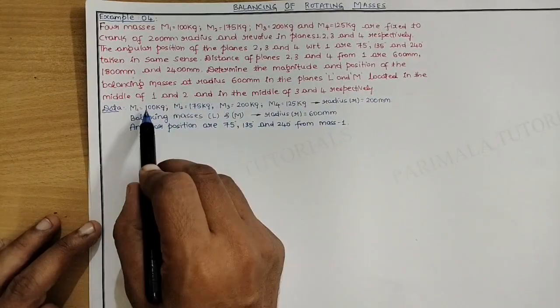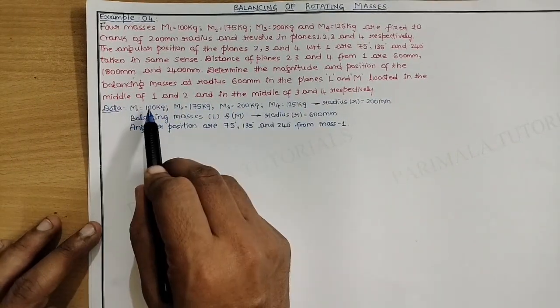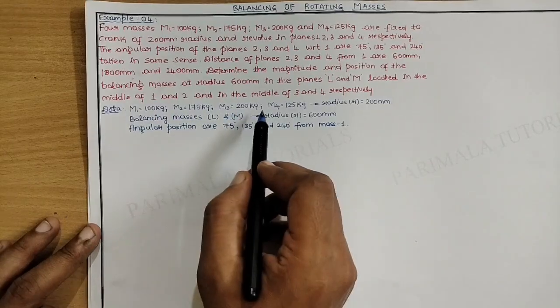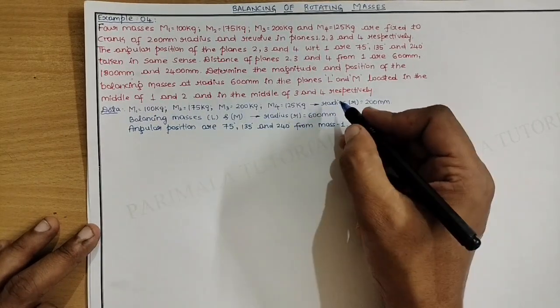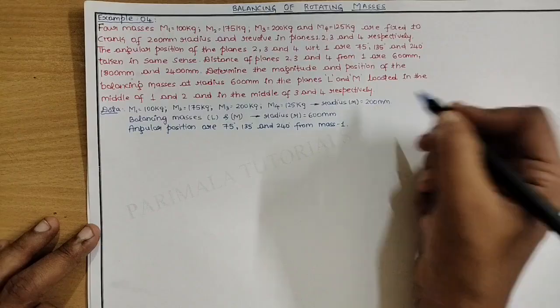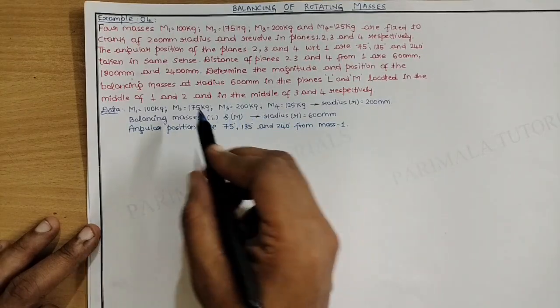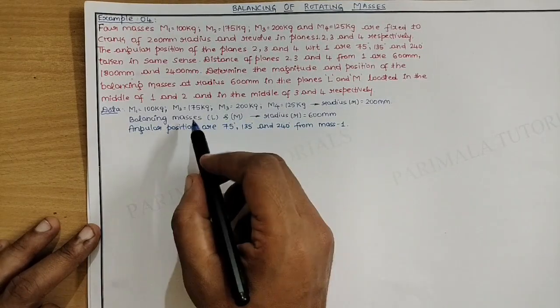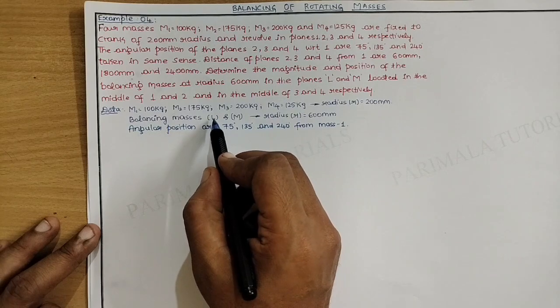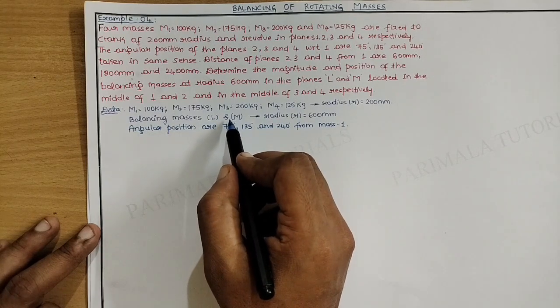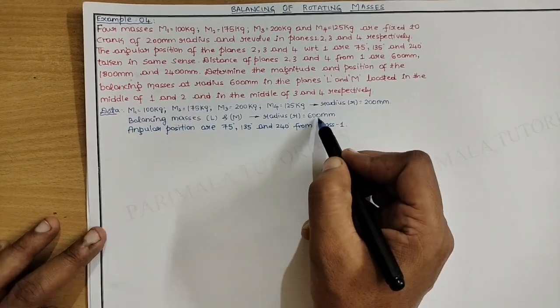Clearly mentioned, 4 masses M1, M2, M3, M4, each is having its own magnitude, and all the masses have the same radius, that is 200 mm. Apart from the 4 existing masses, there are 2 balancing masses. Those balancing masses are represented as L and M. These two are having a radius of 600 mm.